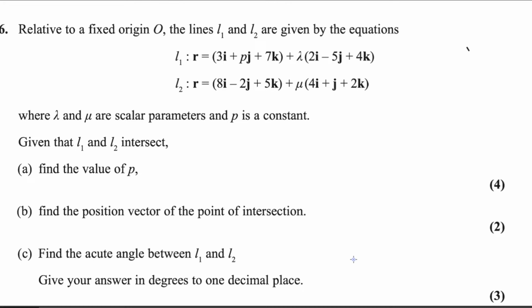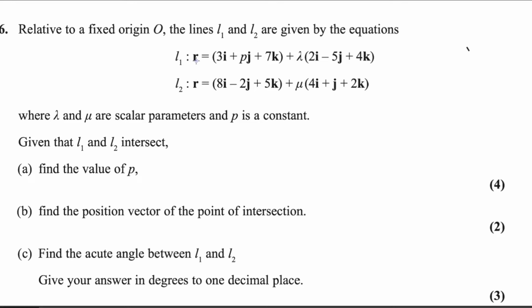Relative to a fixed origin O, the lines L1 and L2 are given by the equations. The position vector for line L1 is r equals 3i plus 5j plus 7k plus lambda into 2i minus 5j plus 4k. L2: r equals 8i minus 2j plus 5k plus mu into 4i plus j plus 2k, where lambda and mu are scalar parameters and p is a constant. Given that lines L1 and L2 intersect, find the value of p.